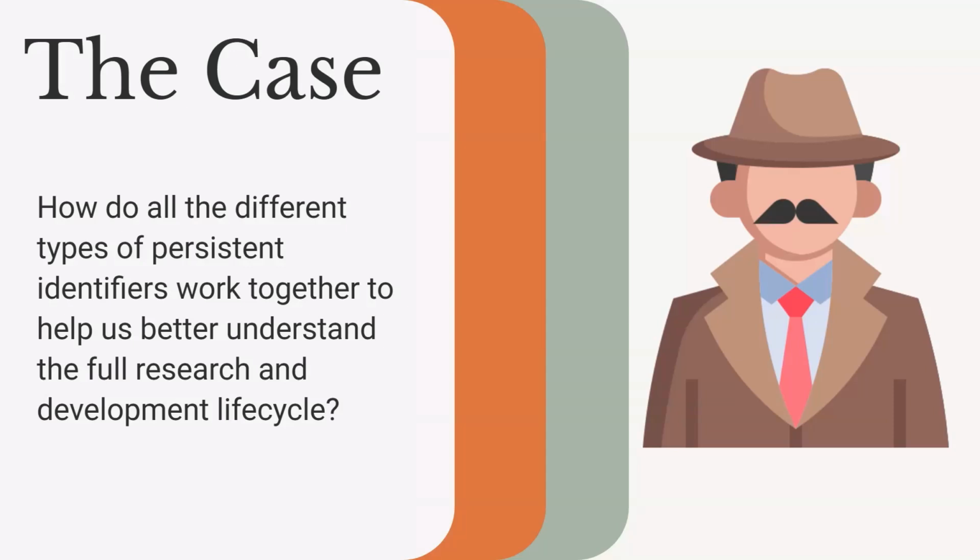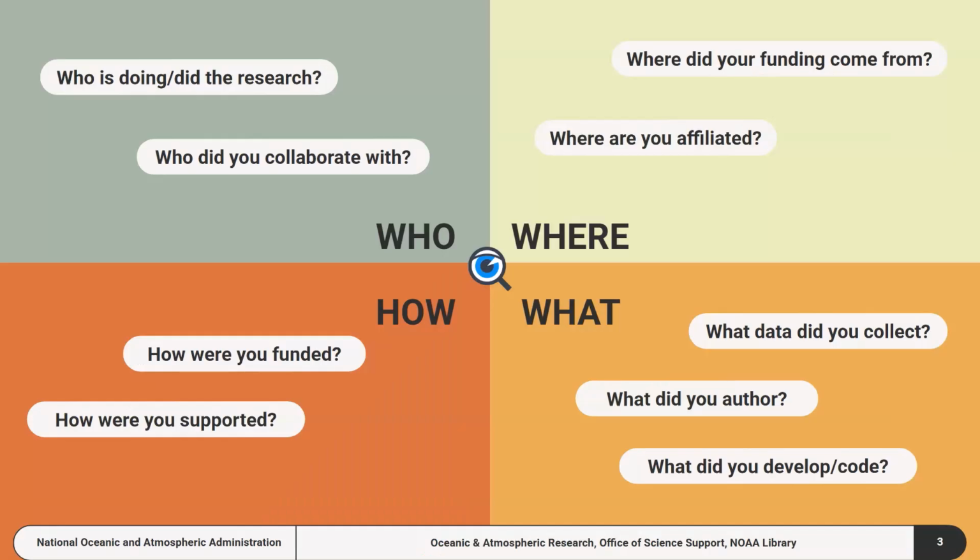How do we get from point A to point B, and how can PIDs help us not only manage our research but also track that research? So we kind of have the who, where, how, and what of our research, right? So, who is doing or did the research? Who did you collaborate with when you were doing said research? Where did your funding for that research come from? And where are you, as the researcher, affiliated?